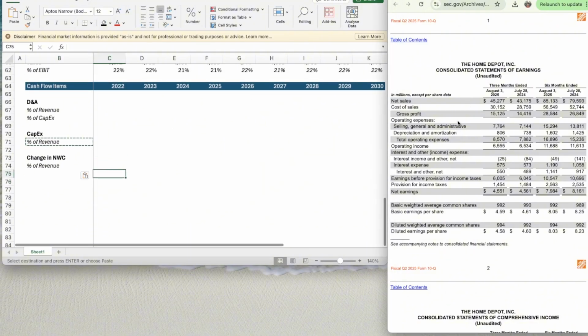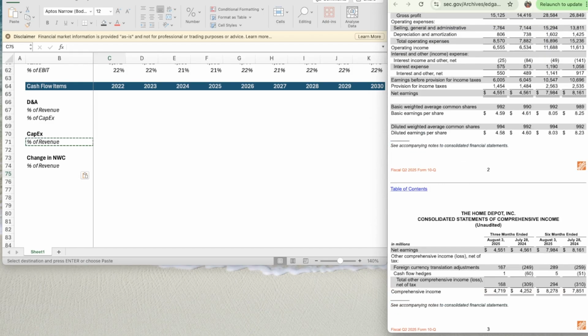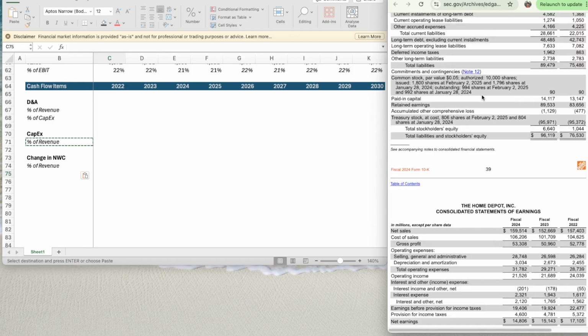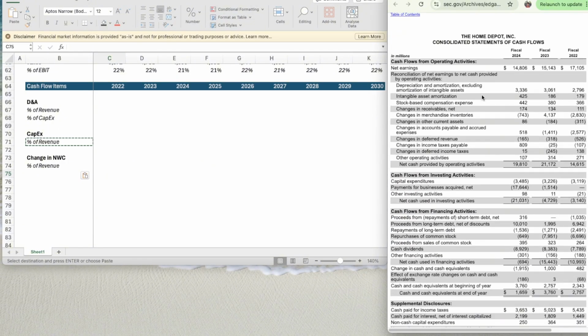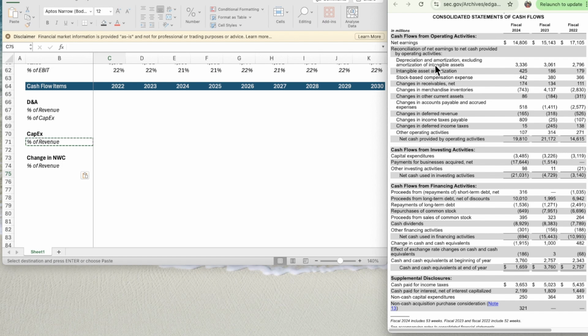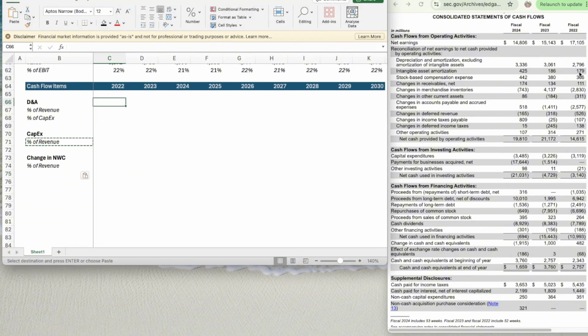Looks good. To get these figures, let's start with the annual figures first. To get them, we have to go to the cash flow statement, which is here, and we want this one, and then for CapEx, capital expenditures, and change in net working capital, these items here. Yeah, that's what we want. So let's start with depreciation, 2796 in 2022.